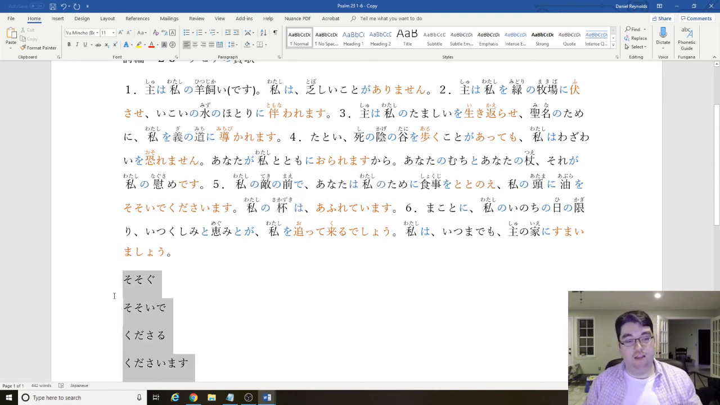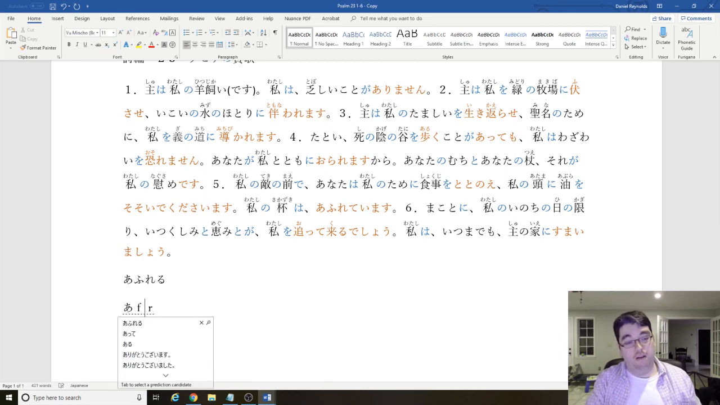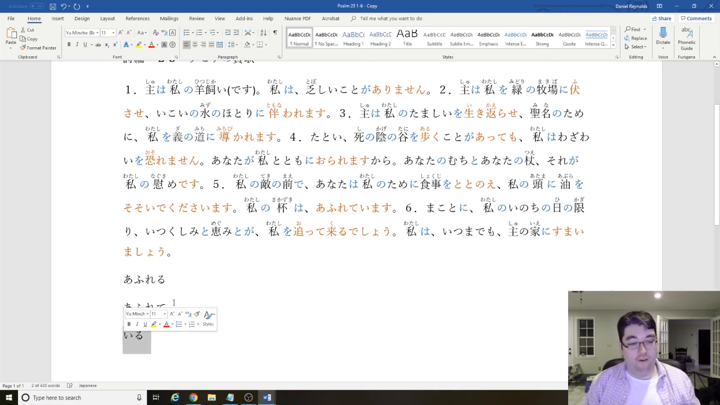Ahureteimasu. Okay, let's get to the next verb. Ahureru means to overflow. Let's get to actually the te form. Ahurete is the te form, and this iru is the next verb, which means to exist. But when you connect the te form and iru, so it's this little iru thing, when you have ahurete iru, the te form plus iru, it's a specific verb conjugation.